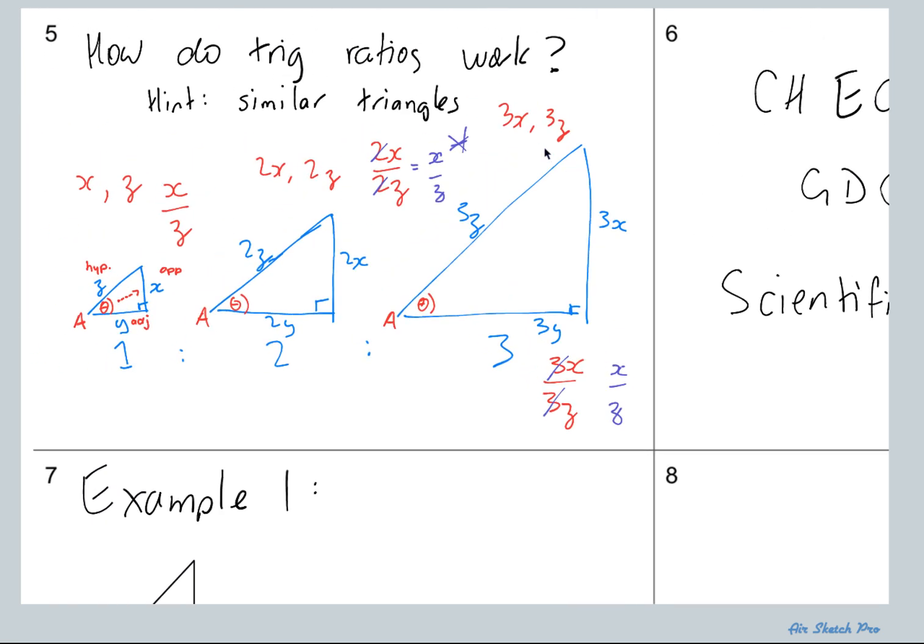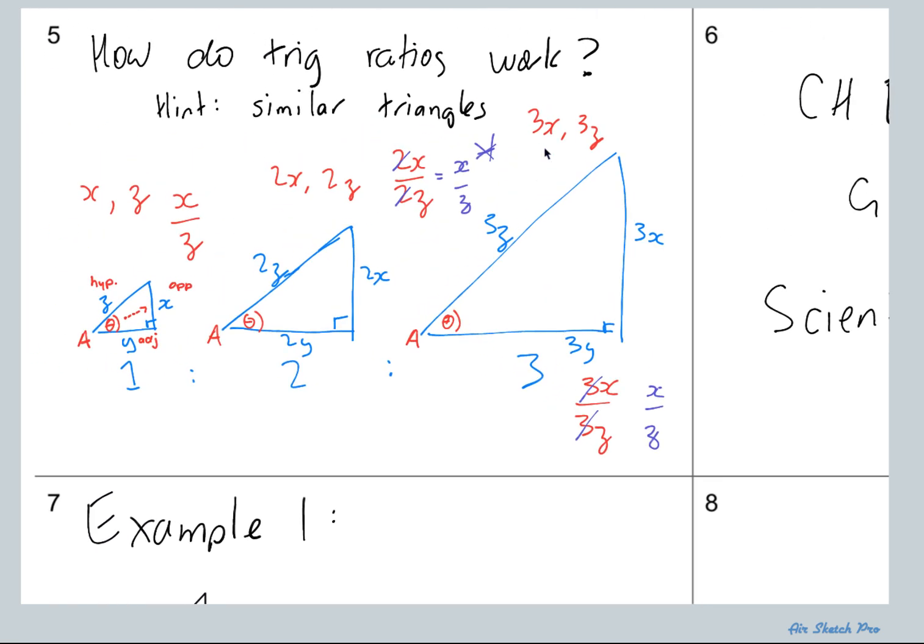Now, the critical property of this means that in a right-angled triangle, as long as the angle is constant, the value for the opposite over the hypotenuse will always be the same value. In other words, here, if I divide the opposite by the hypotenuse, I get a number. Here, if I divide the opposite by the hypotenuse, I get exactly the same number. And here, I get exactly the same number every single time.